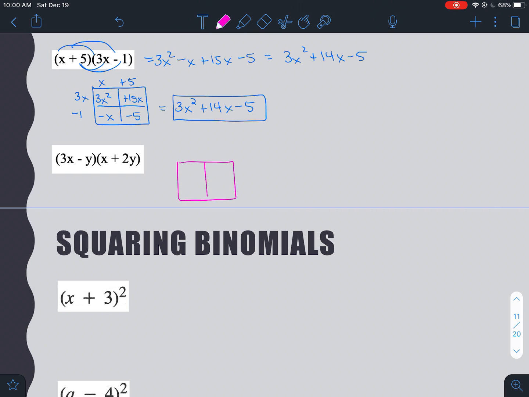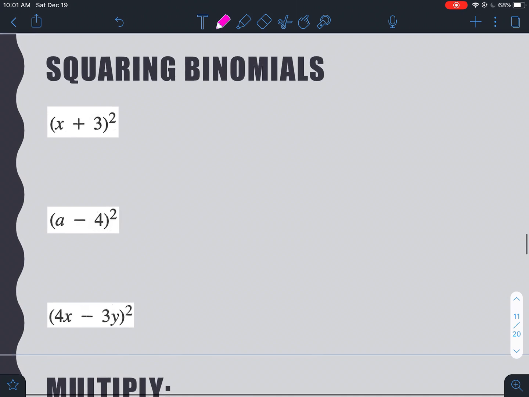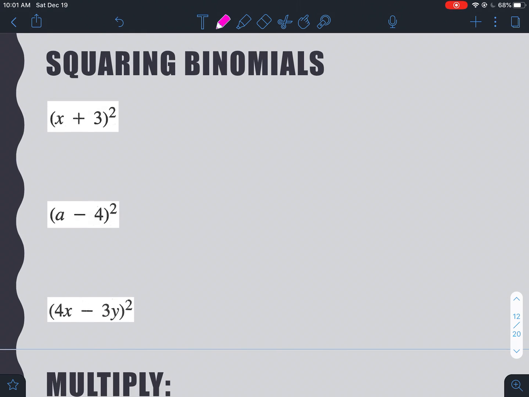Last one, we've got 3x minus y times x plus 2y. So we get 3x squared minus xy plus 6xy minus 2y squared. So combining like terms, you would get 3x squared plus 5xy minus 2y squared. You would get the same thing if you use the distribute method.